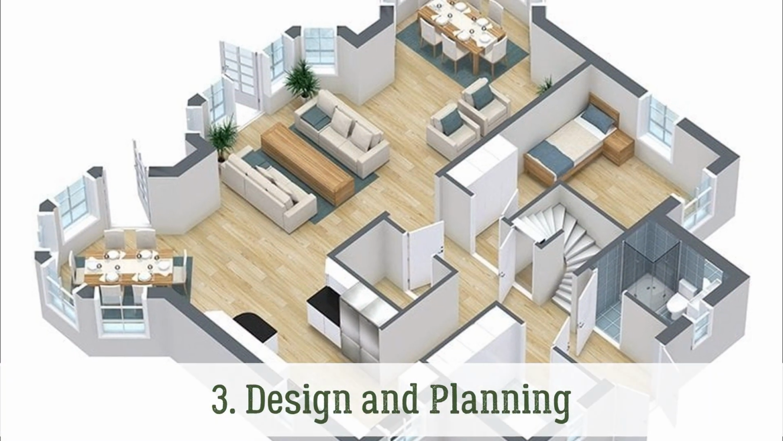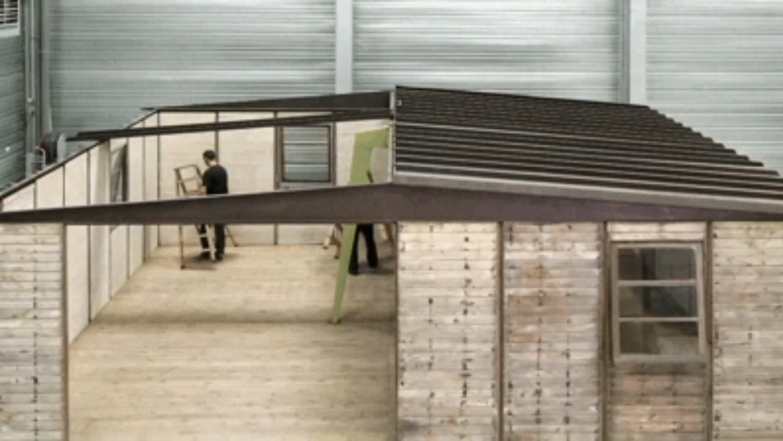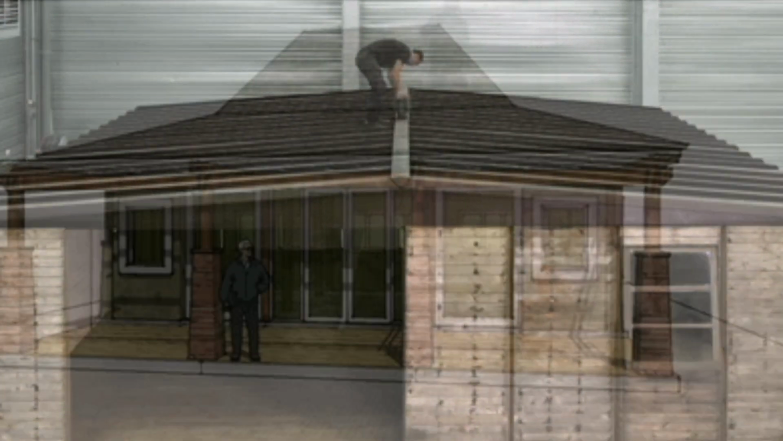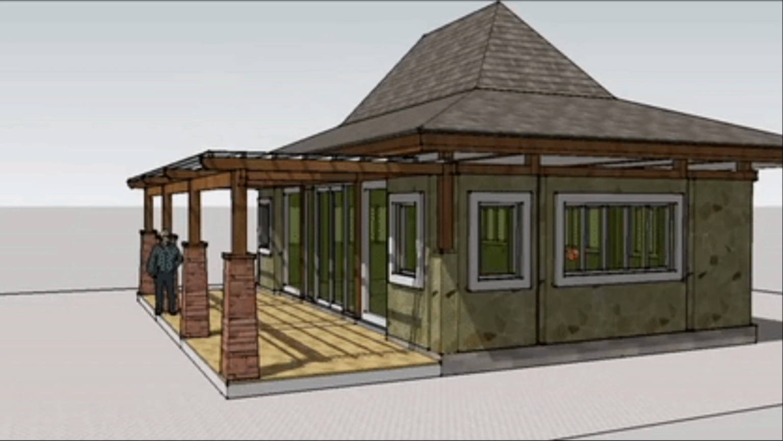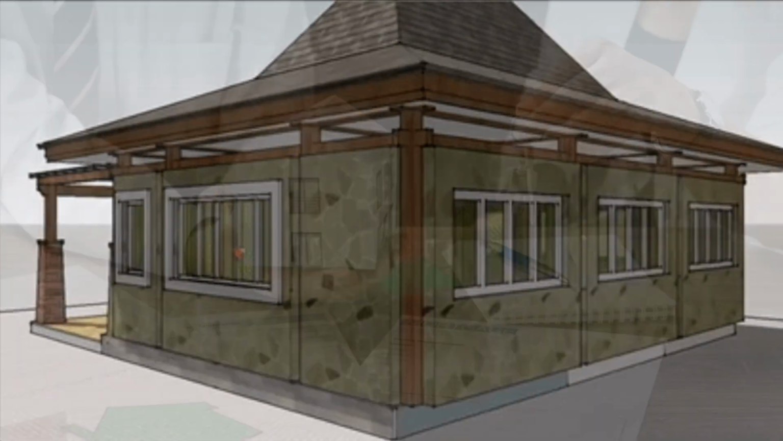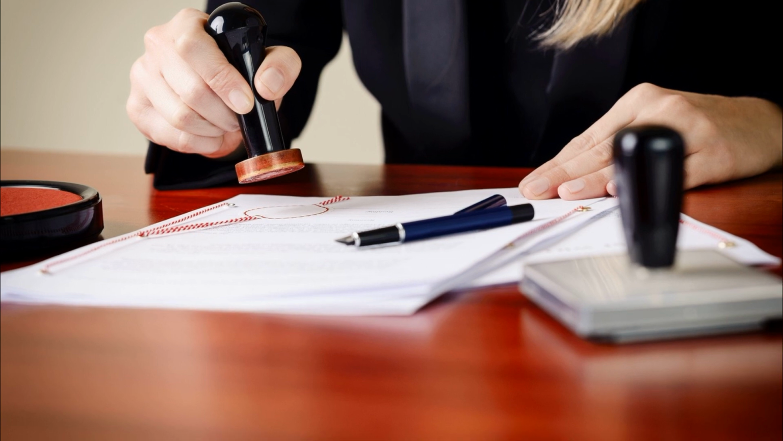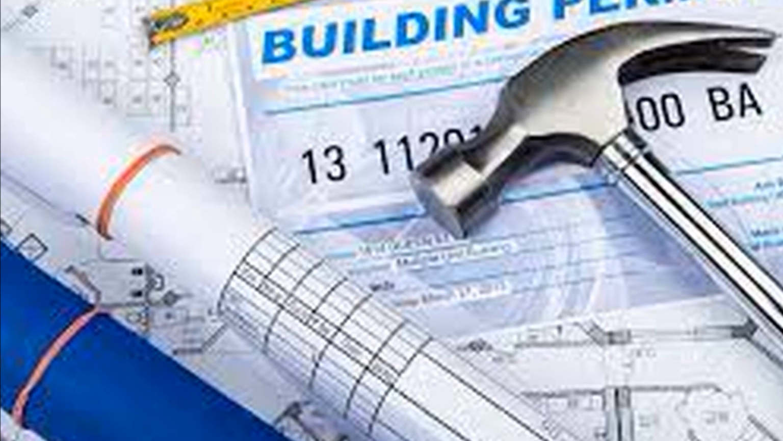3. Design and planning. Collaborate with architects and designers to create a detailed house plan that aligns with your preferences, needs, and budget. The design phase includes layout, room sizes, materials, and exterior aesthetics. 4. Obtaining permits. Acquire necessary permits and approvals from local authorities before construction begins. This includes building permits, environmental clearances, and any other legal requirements.